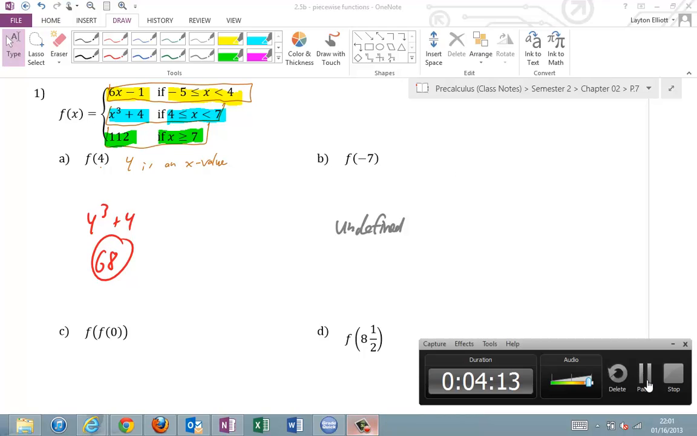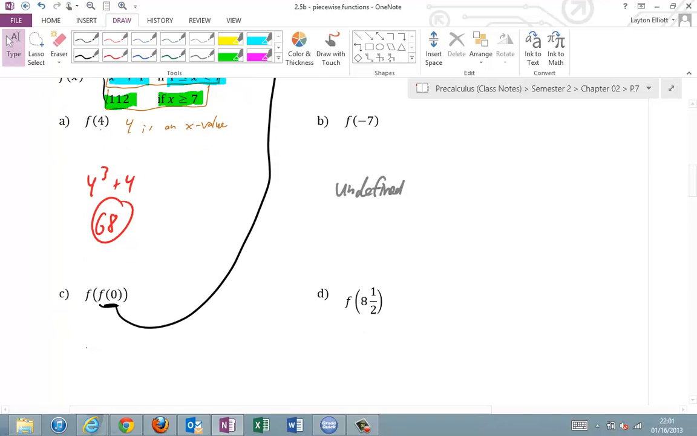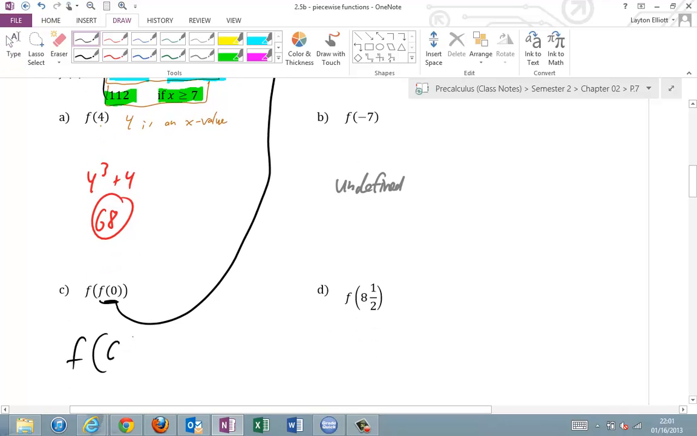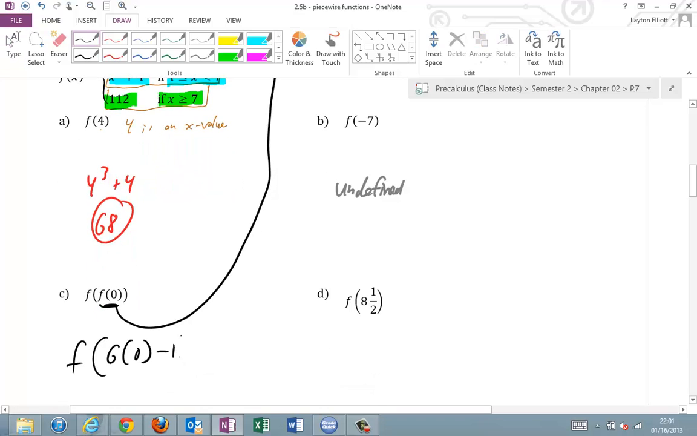f of 0. f of 0 says to do, take 0. Let's do this part first. We're going to take that, check it against, and it falls right there. So I'm still going to write the outer f, but the inner one's the one we're dealing with. f of 0 is to do 6 times 0 and then minus 1.